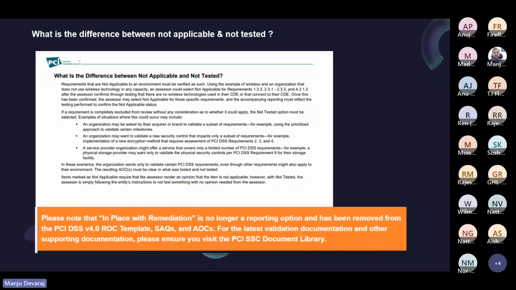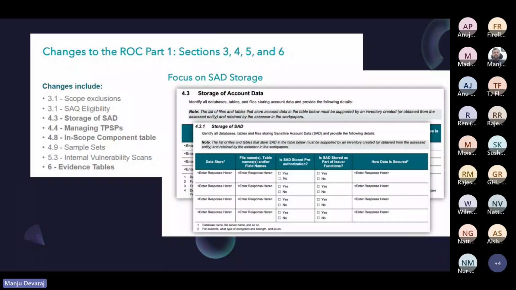Now, last but not the least, what is the difference between not applicable and not tested? Very importantly, there is no more in place with remediation. It's been removed. The difference between not applicable and not tested is very clearly written here. Not applicable still needs validation checks, but not tested means you did not do any checks at all. One will lead to a full assessment, another will lead to a partial assessment.